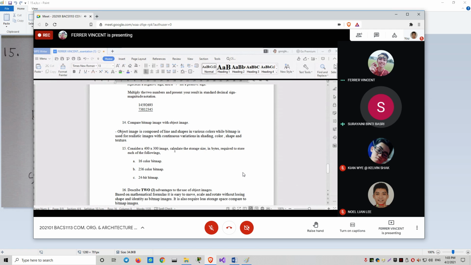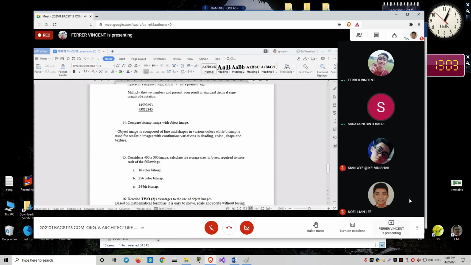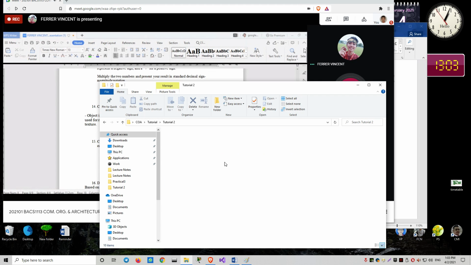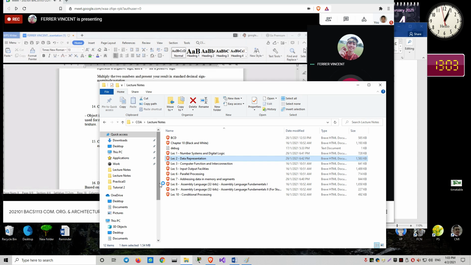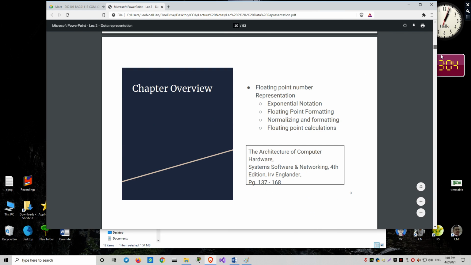Correct, but not fully. Actually, the answer is already in our slide. If you can see, the answer is on page 75. There's already a table that compares bitmap and object images. So refer to that.